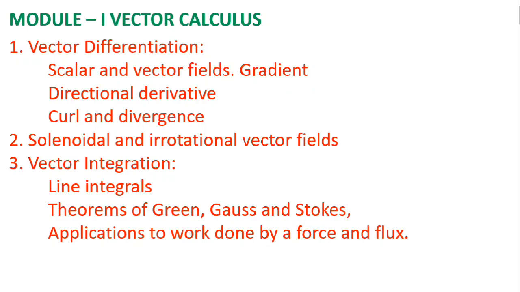So under vector differentiation, first we are going to discuss about scalar and vector fields. You know already these things. What is a scalar quantity? That is called a scalar function, and a vector quantity is called vector field. And using these concepts like scalar and vector fields, we will be defining gradient, and from gradient directional derivative, then curl and divergence. So these are the topics we are going to discuss in vector differentiation.